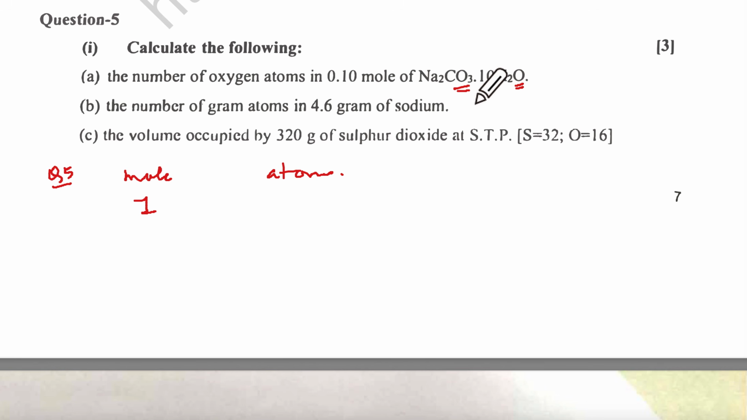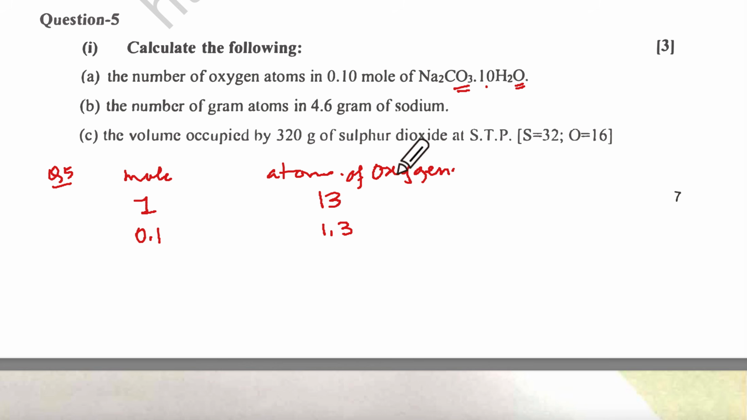13. Atoms of oxygen are going to be 3 and 10, so there are 13. 30. We don't need to find the mass here, okay? 0.1 will be equal to 1.3. Are you with me?